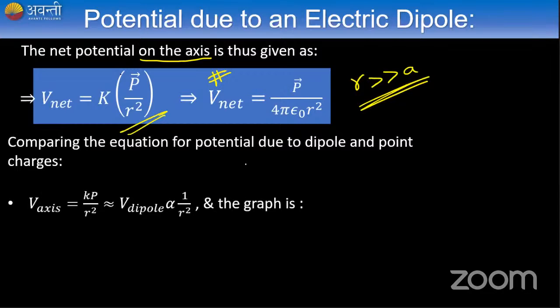We know that the potential along the axis is given by Kp by r square. If K and P are constant, we can write that the potential due to a dipole at an axial point is inversely proportional to r square. Then how can we get the graph? Which type of graph do we get?